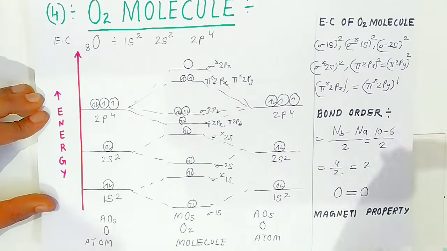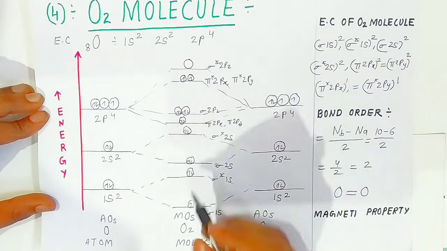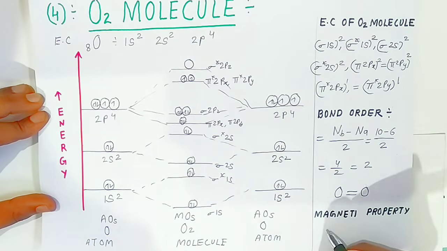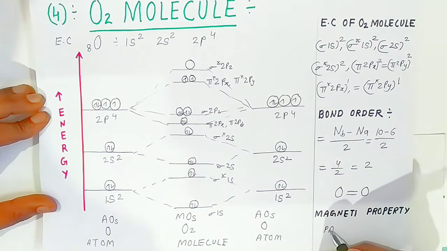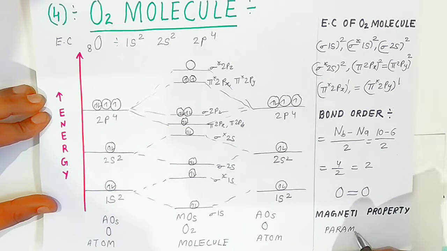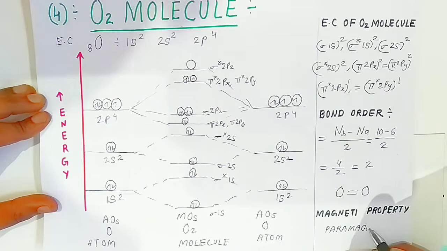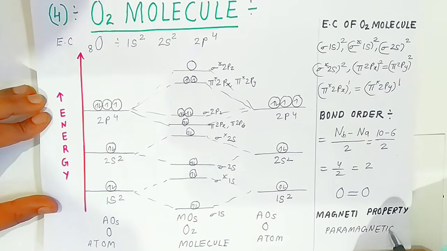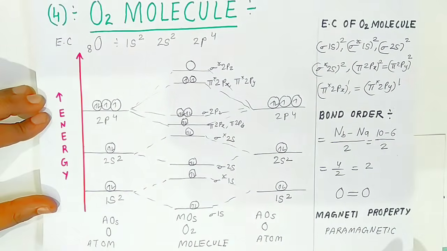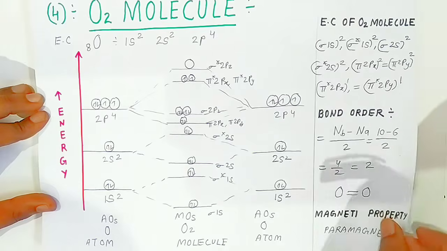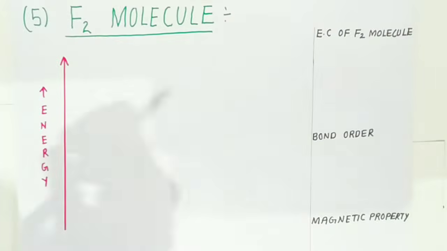Okay students, the bond order is like this. Now when you see the magnetic properties, see the molecular orbitals, here there are 2 unpaired electrons, that means it is paramagnetic. If there are unpaired electrons, we call it paramagnetic in nature. So the oxygen molecule is paramagnetic in nature. So this way, we can write down the electronic configuration, bond order, and magnetic properties of the oxygen molecule. Now students, the next molecule we are going to see is the fluorine molecule.